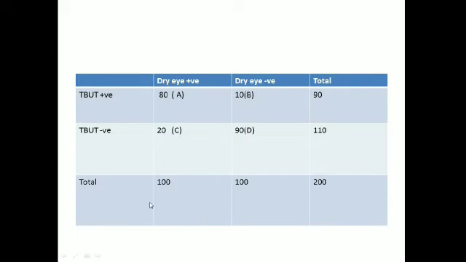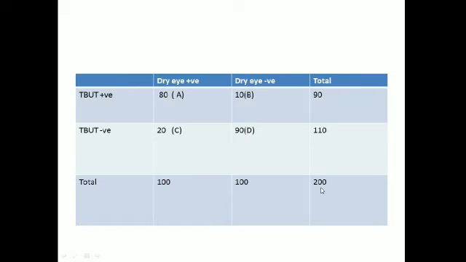negative. How? By subtracting from this total value: 100 minus 80 equals 20. So this gives the value of false negative, and here 100 minus 10, 90, gives the value of true negative, right? And 200 minus 90 is equal to 110, which means A plus B is 90, C plus D equals 110, A plus C is 100, B plus D is 100, 90 plus 110 is 200.